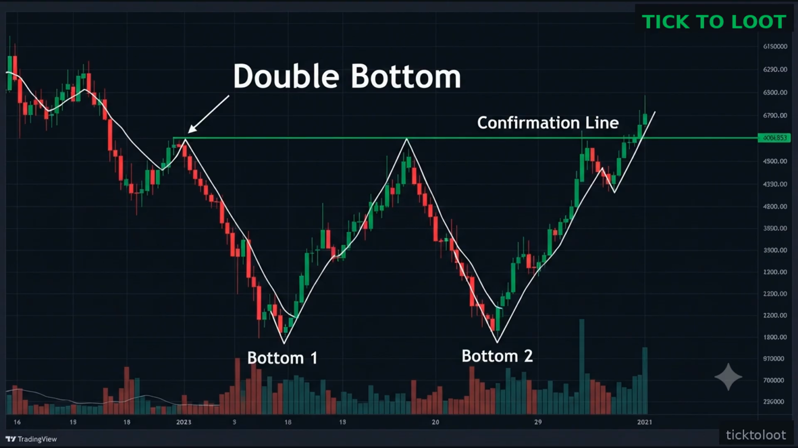A double bottom pattern is a bullish pattern. It occurs when the price hits the same support level twice and bounces back up. If the price breaks above the confirmation line, it's a signal to enter a long position.